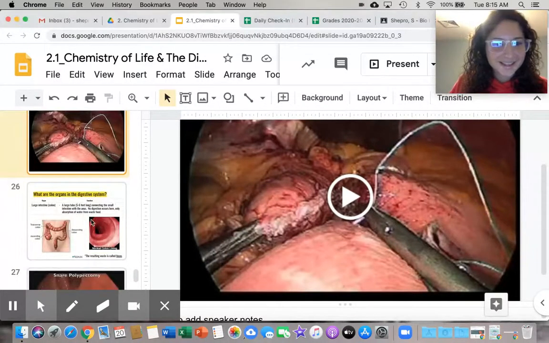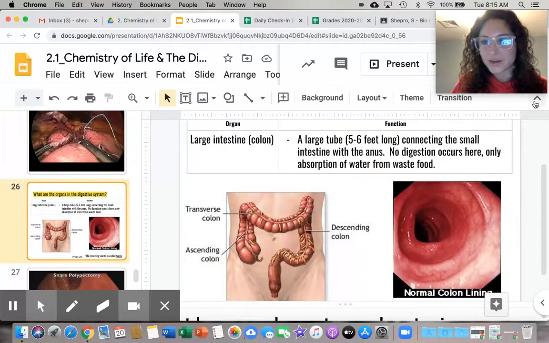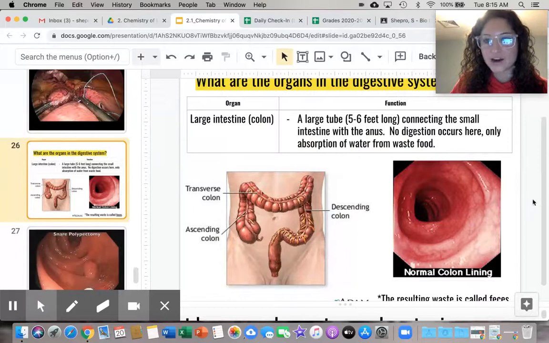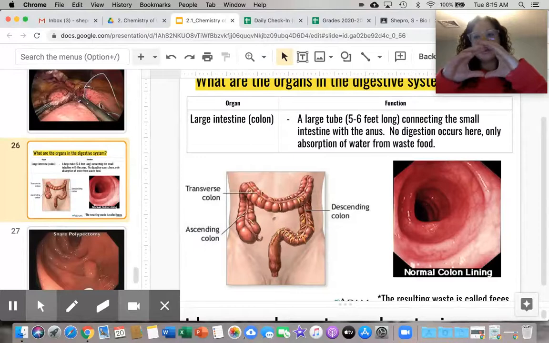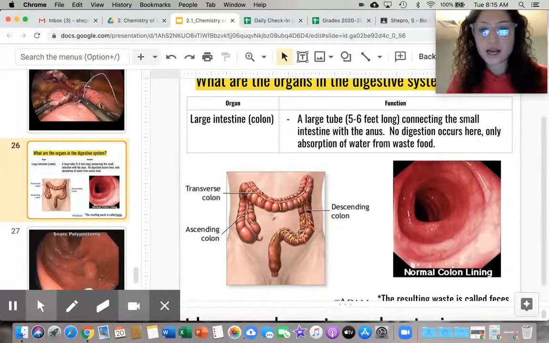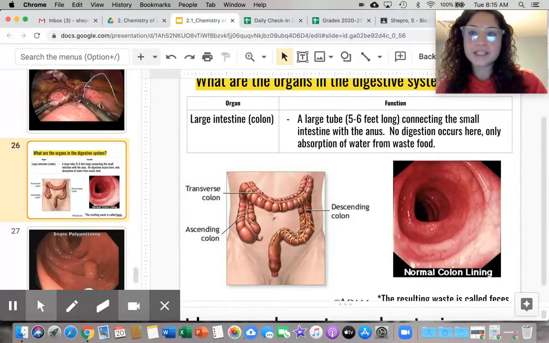All right, let us move on to the large intestines. So large intestines are called large because they have a wider tube or a larger diameter. Small intestines are small, large intestines large. And the large intestines, they are about 5 to 6 feet long. So most people are within that range for height. Most people are 5 feet to 6 feet tall. So your large intestines are pretty much as long as you are tall, which is kind of crazy still.